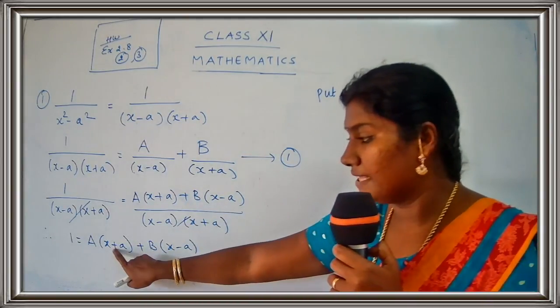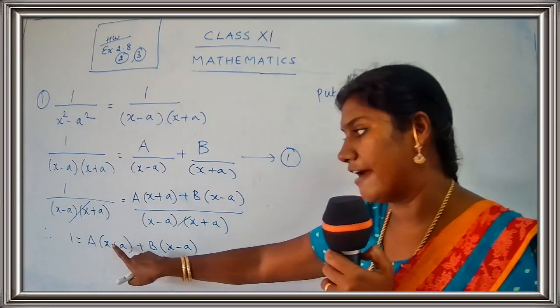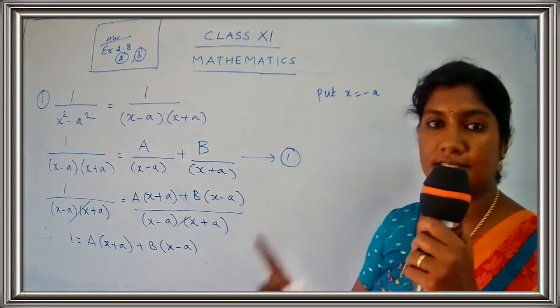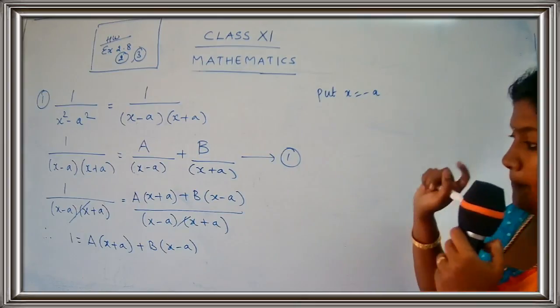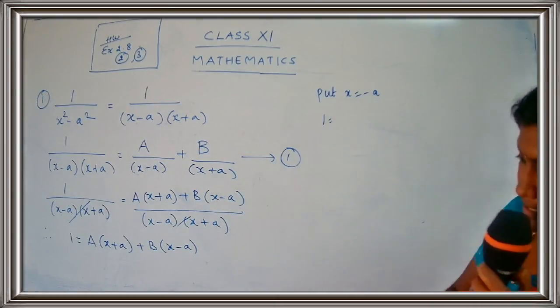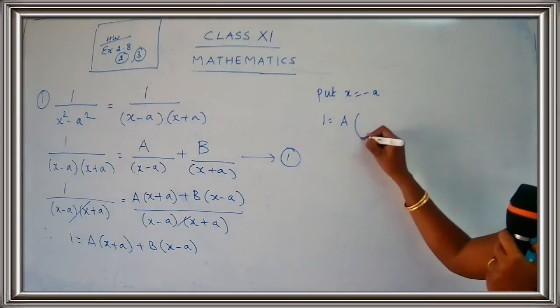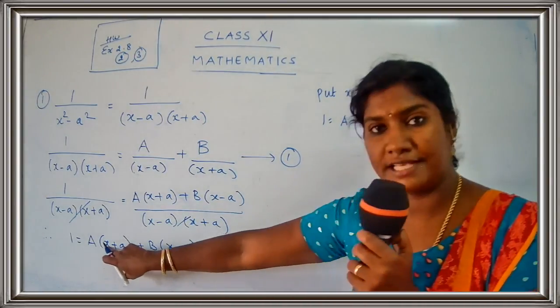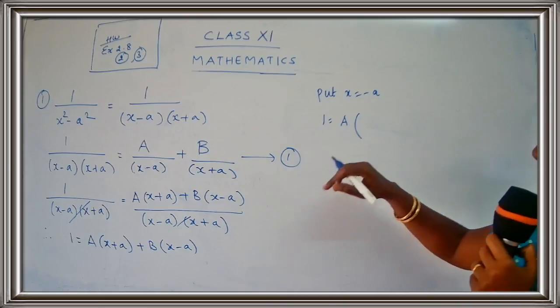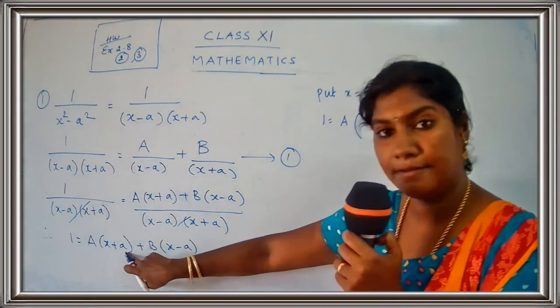So here I am having plus a, yes, children, that is with x I have plus a. So you are going to take x is equal to minus a. Okay. Now let us put the value for x as minus a. 1 is equal to a. Okay. In place of x, I should put minus a. So what I'll get? Minus a plus a.